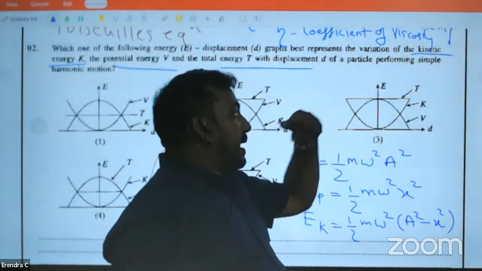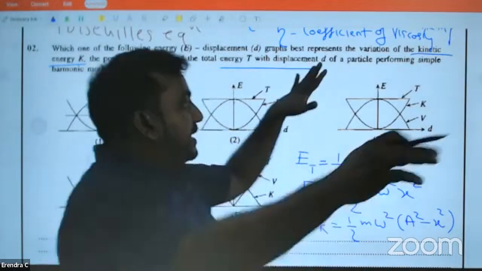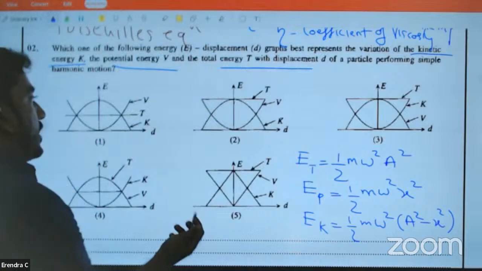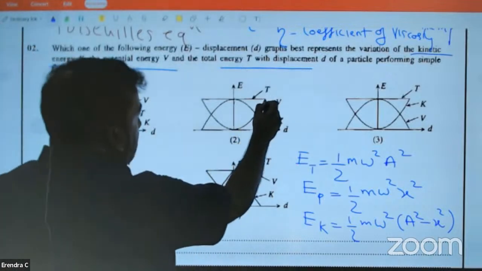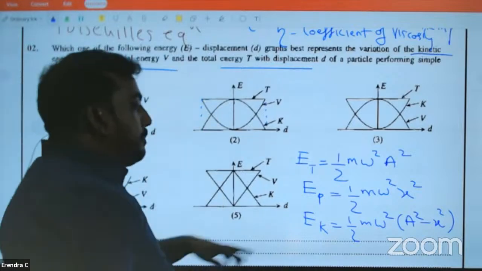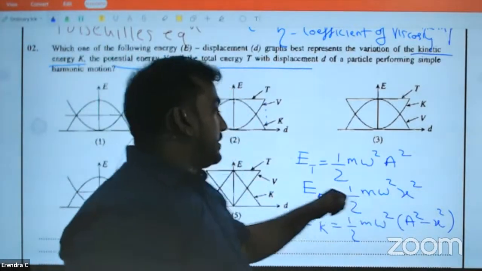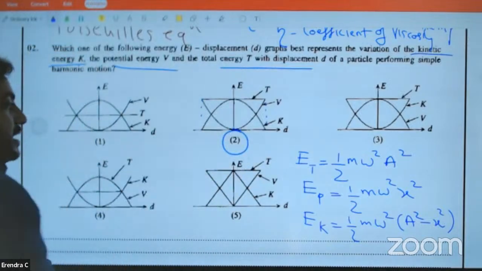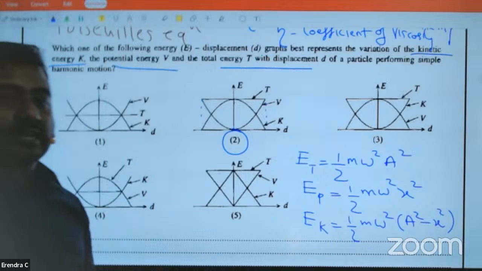Potential energy is maximum at the extreme points. When x is maximum, potential energy is maximum. So you can easily see x is maximum, potential is maximum here. Also, maximum kinetic energy occurs when x is equal to 0. So the correct answer is answer number 2.